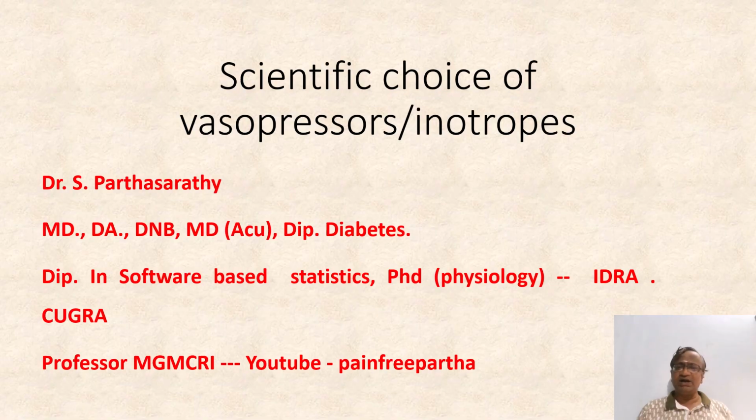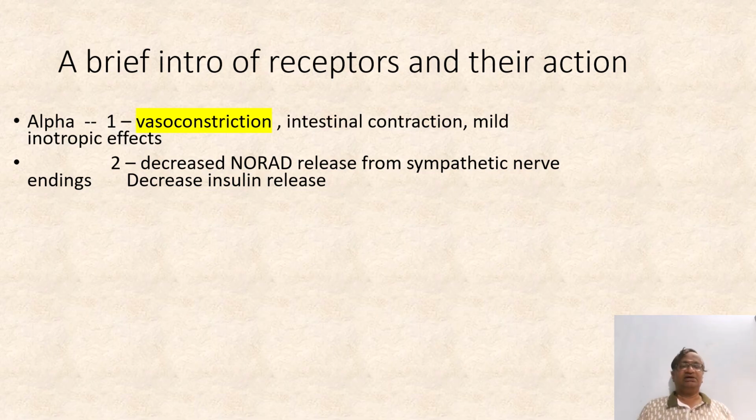Today, I am going to tell you something about vasopressors and inotropes, the difference between these two, and how to use them in a scientific manner in specific clinical scenarios. Sometimes it may not be completely evidence oriented, but I will give a physiological explanation of why I am using them like that. Now, a brief intro about the receptors.